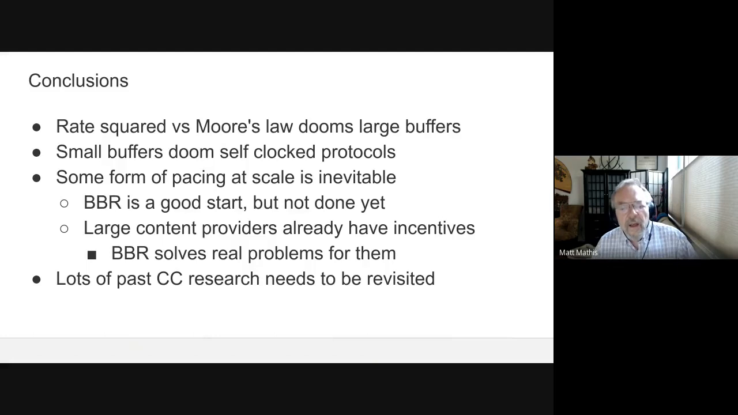So, in conclusion, the rate squared effects in the buffer cost cause the buffers to be doomed by Moore's law, forcing small buffers, which doom self-clock protocols. And it's clear to me that some form of pacing is inevitable, that we're going to have to switch to pacing everywhere. BBR seems to be a good start, but there's a lot more work to be done, and lots of past work needs to be revisited.